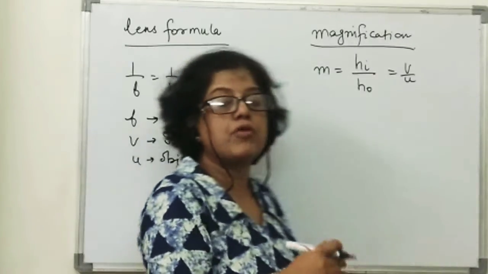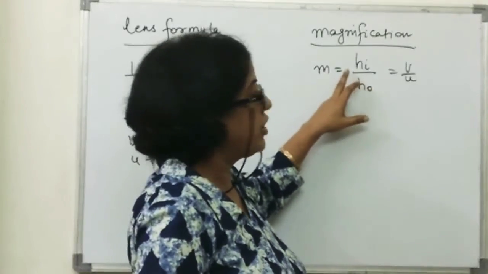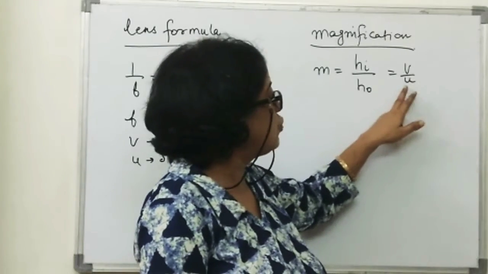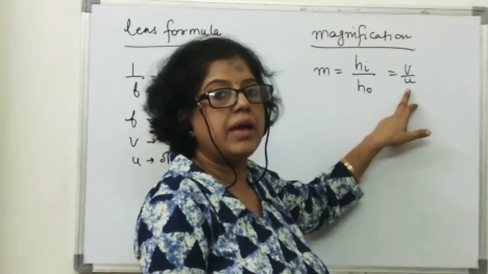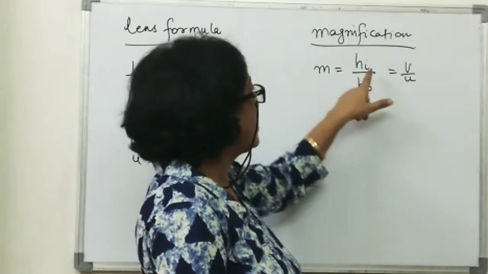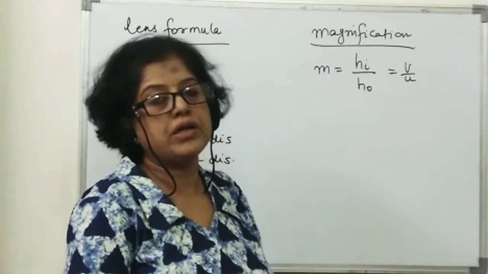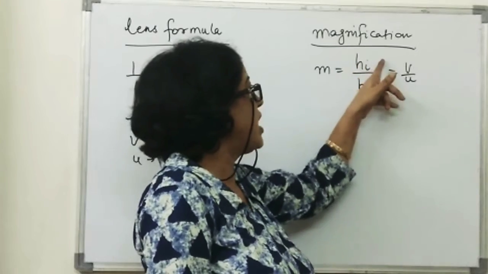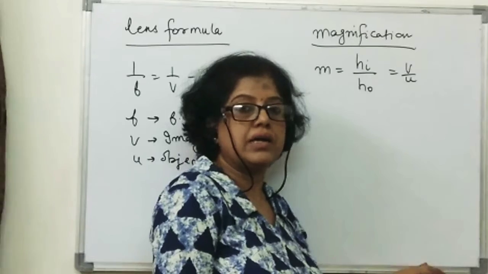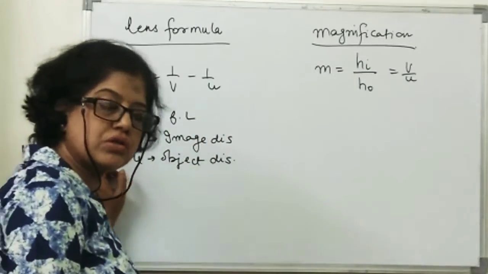Now, the formula for magnification of the image formed by lenses is equal to the ratio of the height of the image to the height of the object. This is also related to v by u by this formula, which is m is equal to hi by ho is equal to v by u. I am writing hi, ho so that we remember it's the ratio of height of image to height of object. It can be written as h dash by h as well. Just for remembering, we are using these subscripts i and o. Fine. So these are the two formulas. We will be solving questions based on them.